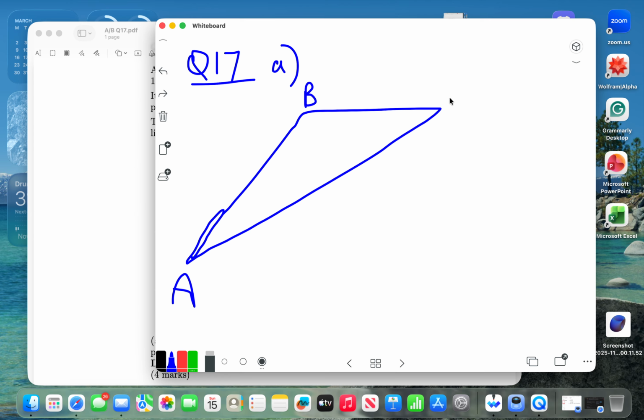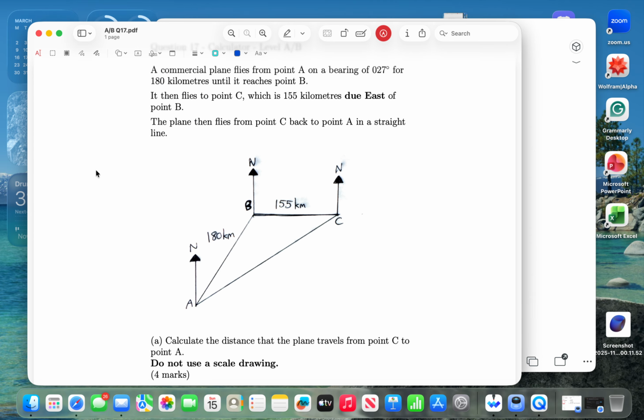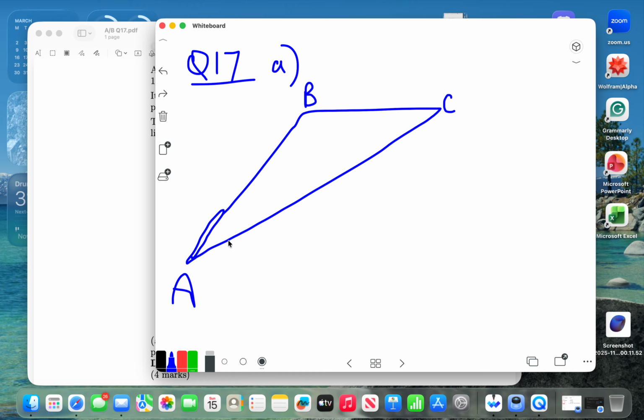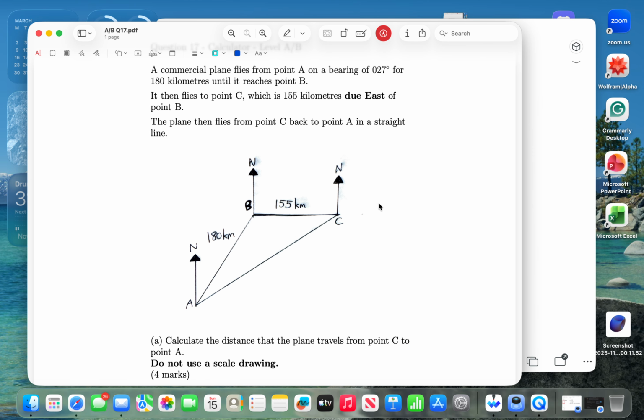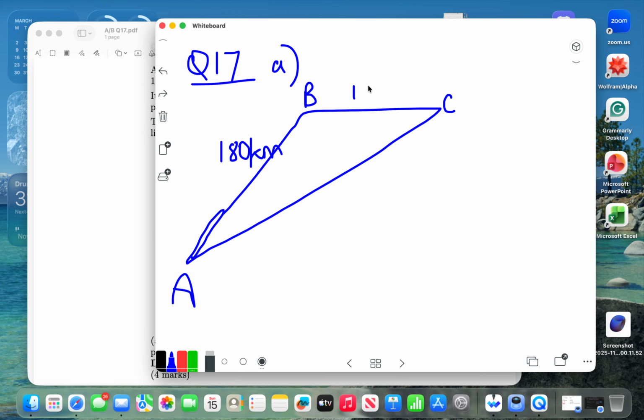I hope you've noticed by this point that it's a trigonometry question, because you're dealing with sides and angles and it's not a right angled triangle. So you should see that trigonometry comes in useful. That's 180 kilometers and 155.